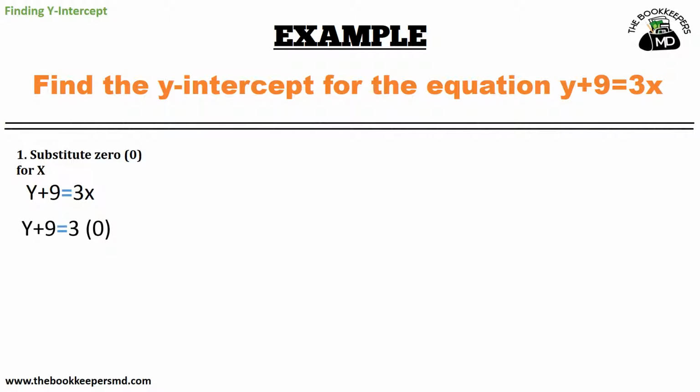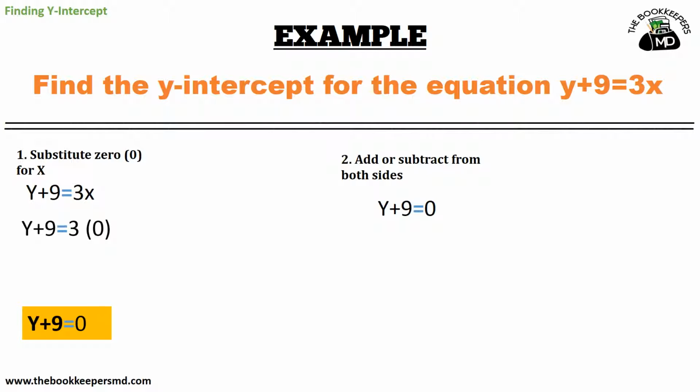Here's our formula. We substitute the x with 0, and now we have y plus 9 equals 0. Now we have to solve for y, and clearly we can't solve for y when the number is on the same side as y. So we need to add or subtract to both sides so that we will have the y on one side and the number on the other side. So here's our formula, y plus 9 equals 0. What do we have to do to move the 9 to the other side? It's a positive 9, so we need to do the opposite of what positive is. You guessed it, we're going to subtract 9 from both sides.